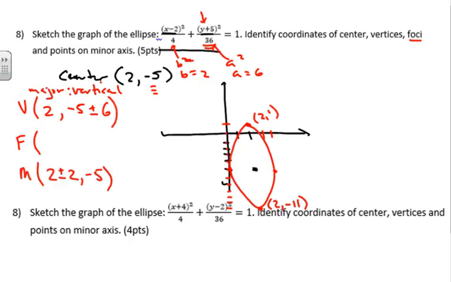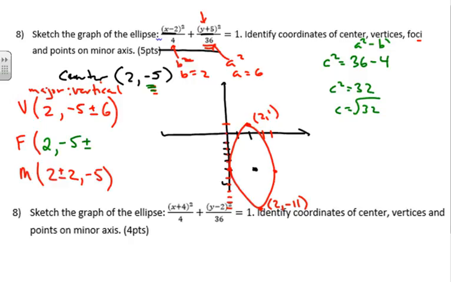Now our foci, we're going to find our c value. Now to find the c value, c squared equals a squared, which is 36, minus 4, which is our b squared. So it'll be a squared minus b squared. Now when we have that, we have c squared equals 32. So c is going to equal the square root of 32. And once again, the foci are on the major axis. So we're going to take -5, the y value of our center, and we're going to add and subtract the c value, which is the square root of 32.